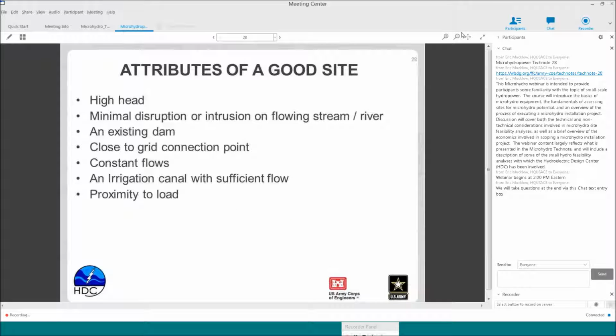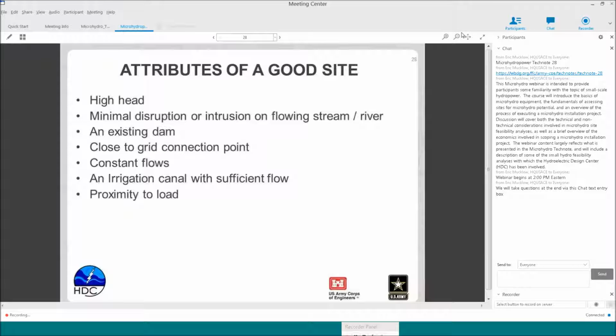Whereas with the previous slide, where I was discussing the ideal fluid power equation, going through that to provide a quantitative screening method for site evaluation, now I can go through some qualitative attributes of what makes a good site for microhydro development. Those good attributes start with high head. In other words, a tall dam with an existing pressurized outlet and sufficient excess flow that might be routed through that existing pressurized outlet. Minimal disruption on a flowing stream or river.